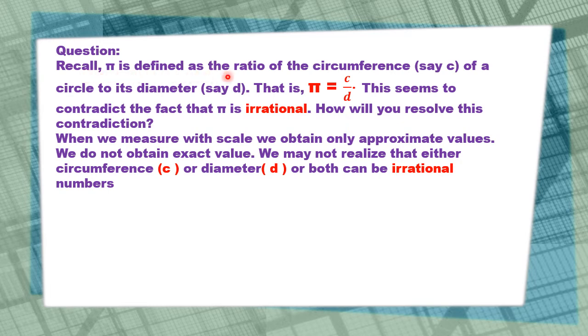Recall pi is defined as the ratio of the circumference, say c, of a circle to its diameter, say d. Then pi is equal to c upon d. This seems to contradict the fact that pi is irrational. How will you resolve this contradiction? Now when we measure with the scale, we obtain only approximate values. You already know that in a scale we do not get exact value.